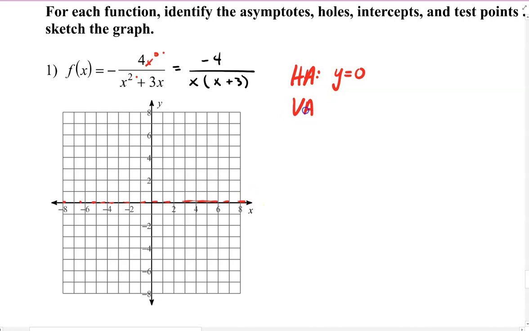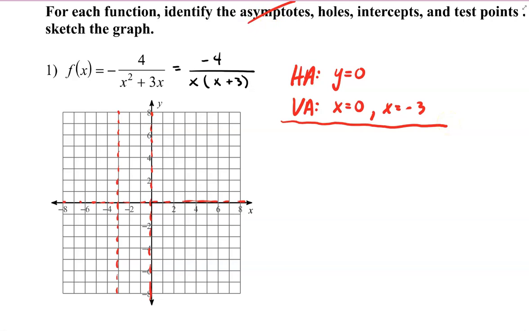As far as our vertical asymptotes go, that exists when there's a non-removable discontinuity, so that appears to happen at x equals 0, and when x is equal to negative 3. There won't be any slanted asymptotes or anything else, so we've now found all of the asymptotes. There are no holes in this case because there are no removable discontinuities.